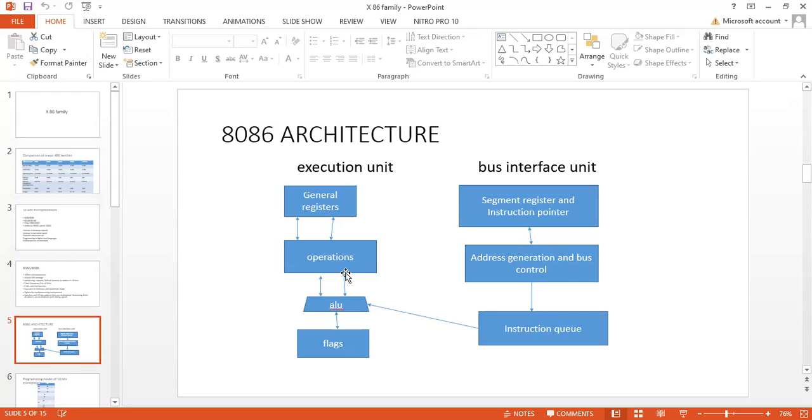So what is a bus interface unit? The bus interface unit basically sends the address. It fetches the instruction from the memory, reads the data from the memory.